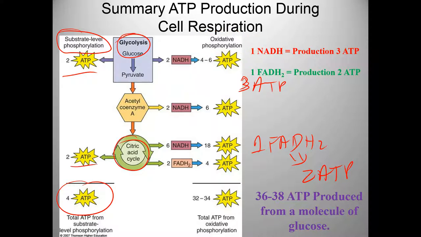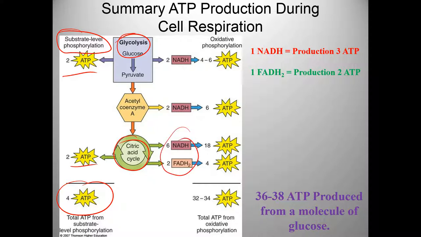So when you do the math, you'll notice that when you're comparing glycolysis to pyruvate oxidation to the citric acid cycle, a majority of the energy that's stored in these electron carriers is coming from the citric acid cycle. The overall amount of ATP from oxidative phosphorylation is between 32 and 34 ATP. Now, when we add that all up, you get between 36 and 38 ATP molecules made from one molecule of glucose. So in terms of the stage of cellular respiration that produces the most ATP, it's oxidative phosphorylation.